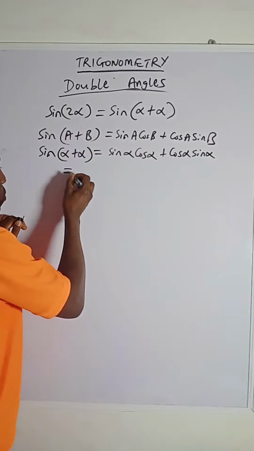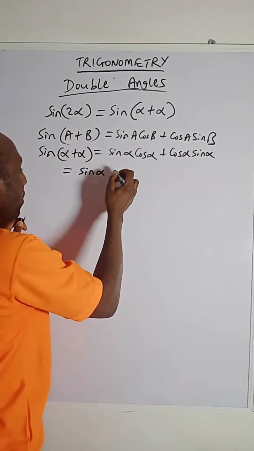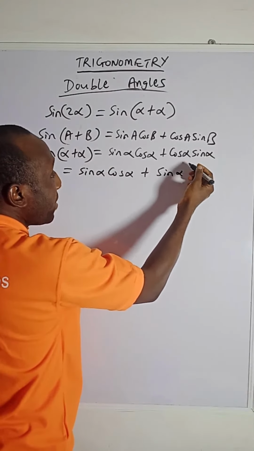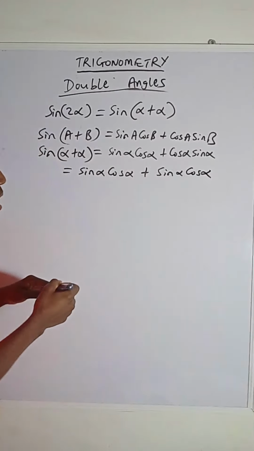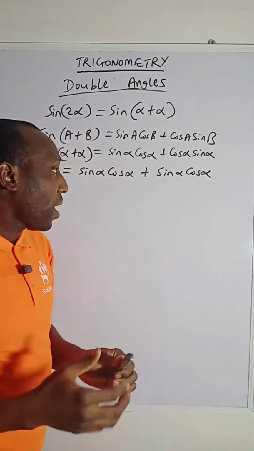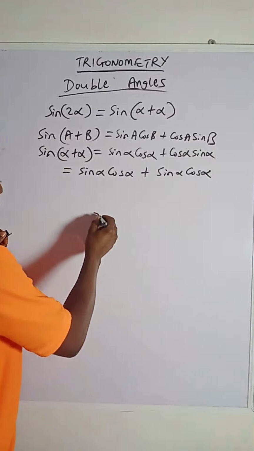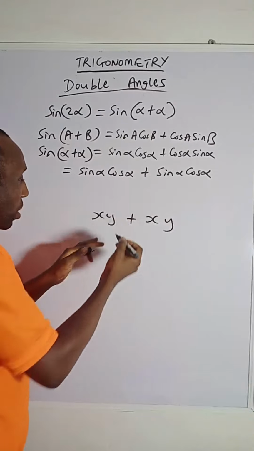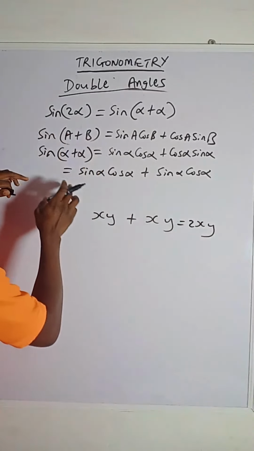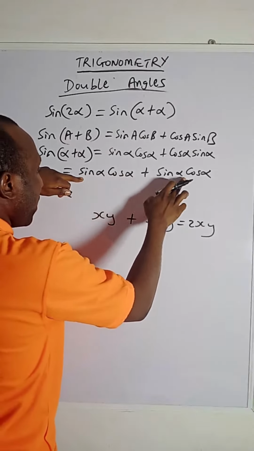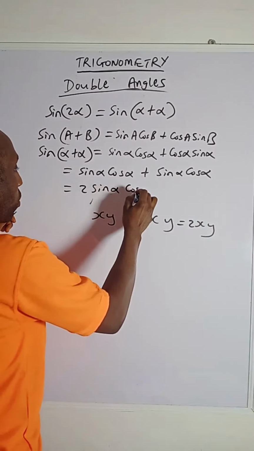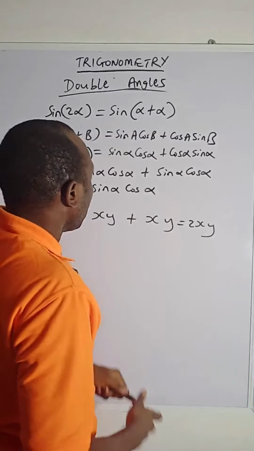I can rewrite this as sine alpha cos alpha plus sine alpha cos alpha. It doesn't change anything. And you know, these two are identical, so when you add them together, you have two lots of it. If you have xy plus xy, you know that is 2xy. In the same vein, sine alpha cos alpha plus sine alpha cos alpha will be equal to 2 sine alpha cos alpha. And that's it. Hope this makes sense.